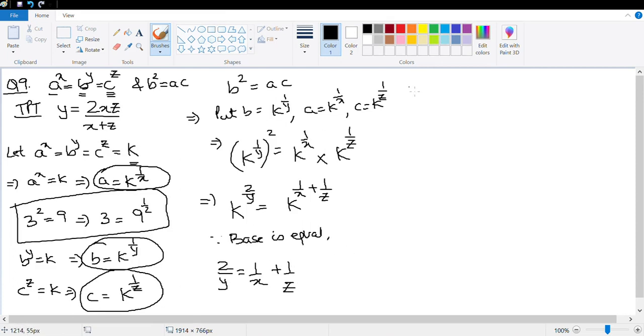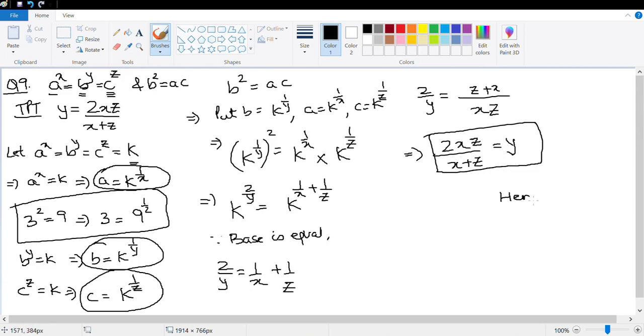Now let's take the LCM and add. So the LCM will be xz and this will be z plus x. Now let's cross multiply. Let's see what we get. So what we get is 2xz upon x plus z is equal to y. Now that's exactly what they wanted me to prove. Hence proved. Perfect. So this chapter basically has those properties that I shared with you in exercise 1, and the second thing that this exercise has is the K method. Now let's move on to the next question.